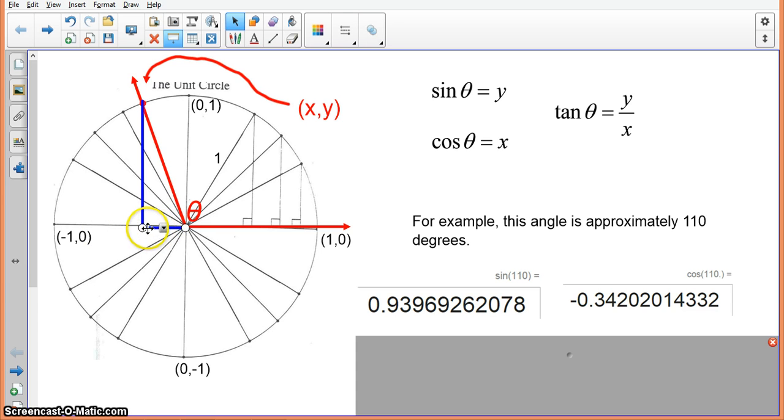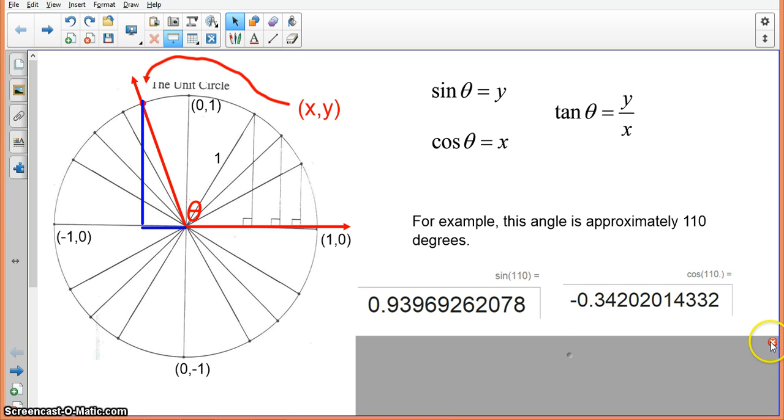In fact, we can kind of check that out. Boom, boom. That's roughly a third. And there you go. 0.34. That's roughly a third. It's pretty close. But wait, why is it negative? Because it's going to the left.